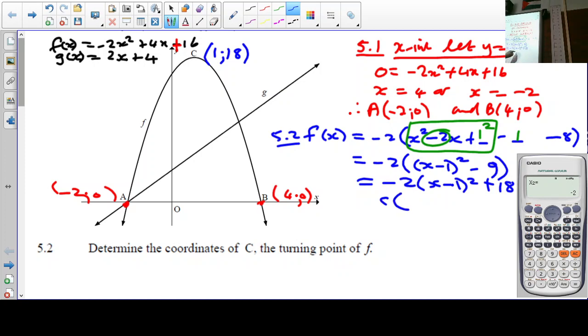Now, of course, your turning point is positive 1, the additive inverse there, and 18 directly there. That's what your coefficient basically does. Any of those will get you the full marks in the question.